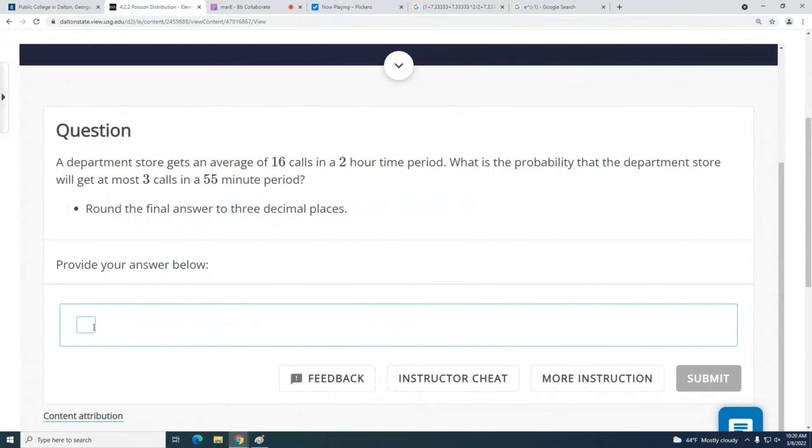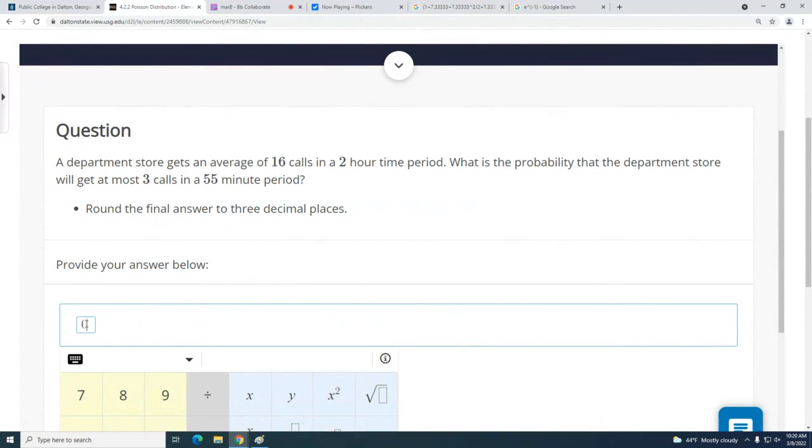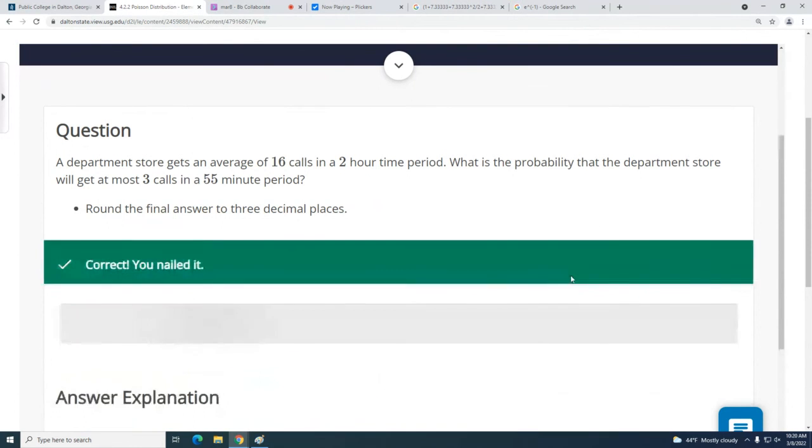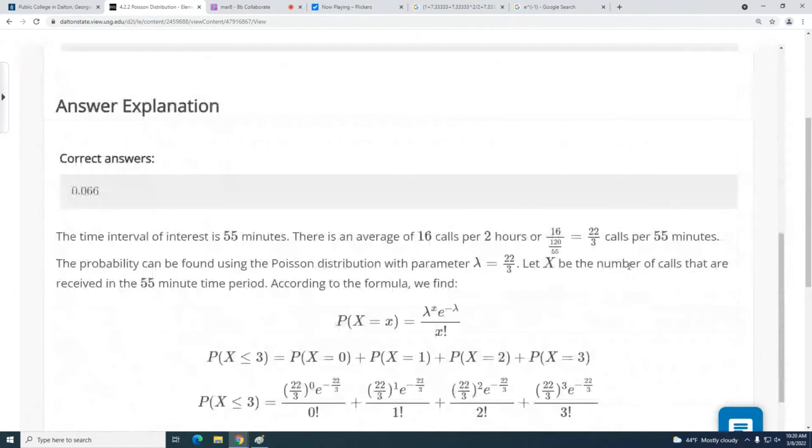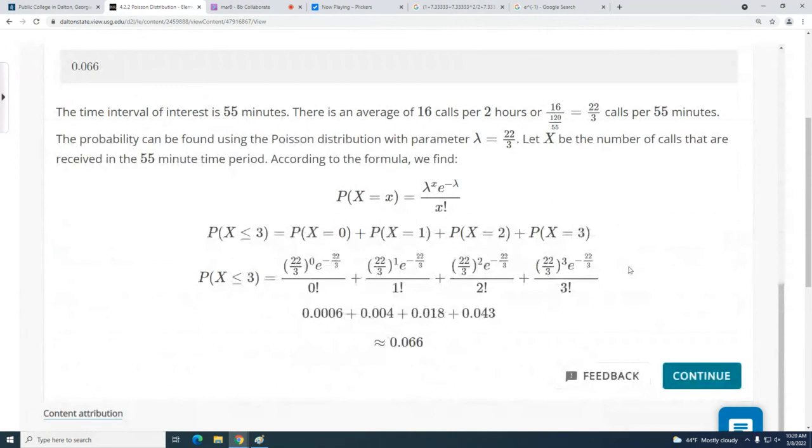So here we are. We have 0.066. That's the 3 decimal solution. So here we have the entire calculation. I hope that helps you out when you have to calculate probability, well, some probability with multiple x values.